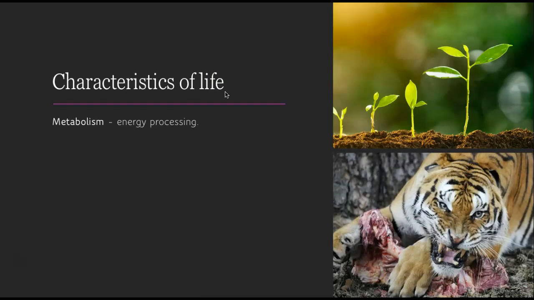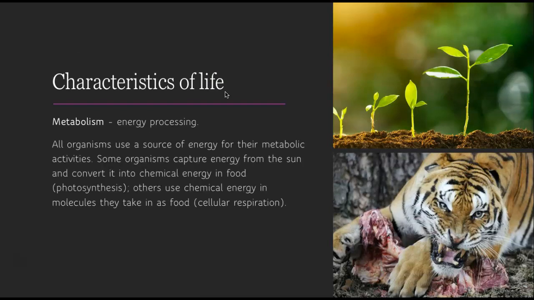Okay, another characteristic of life is metabolism, or energy processing, and all organisms that are living have to do some sort of metabolic process, whether they are capturing energy from the sun, like you see in that plant that's growing, that's doing photosynthesis, or they're using other organisms to get the molecules that they need for their cells. So you can see that tiger is protecting that kill that it just made.